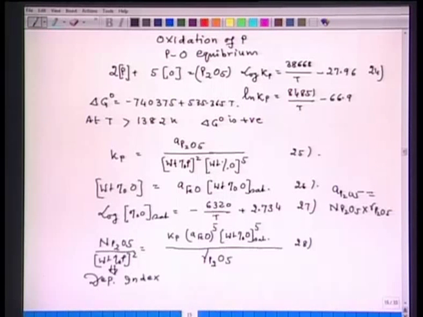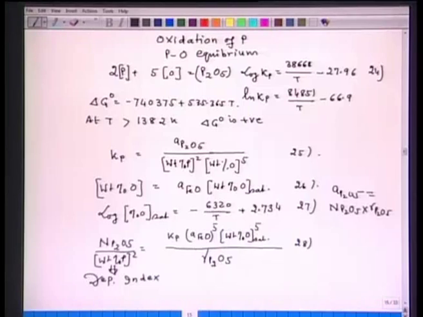What we want is higher values of Np2O5 upon wt percent P, which needs a low value of gamma P2O5, because we want to remove phosphorus from the hot metal. To remove phosphorus from the hot metal, the ratio Np2O5 upon wt percent P must be very large, and in order that this ratio should be large, gamma P2O5 should be very low for a given activity of FeO and given dissolved oxygen content in the bath.